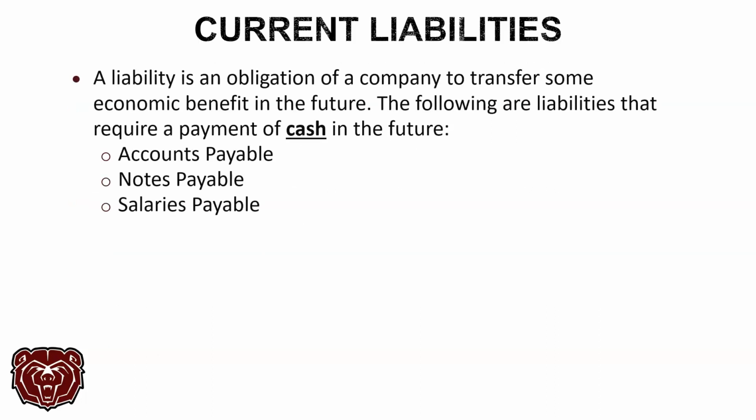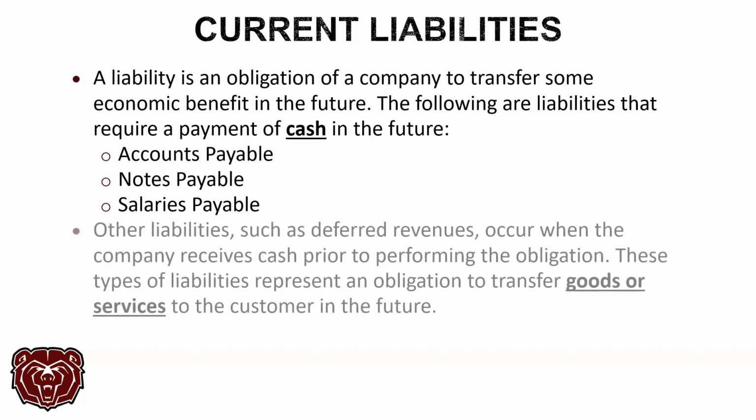Okay. Just as a reminder, liabilities are obligations of a company that transfer some economic benefit in the future. Most of the time, that future benefit is going to be cash. These are things like accounts payable, notes payable, salaries payable. So I've bought inventory from a vendor on account. I've taken a loan out or signed a note from the bank. I owe my employees some salary for time that they've worked this month.